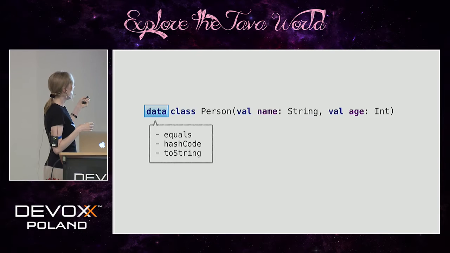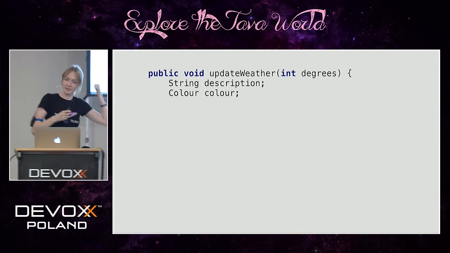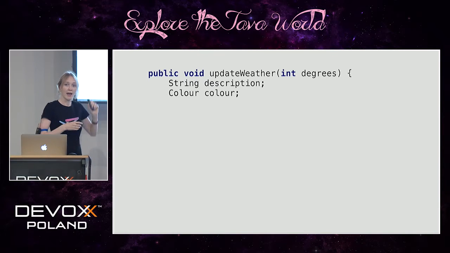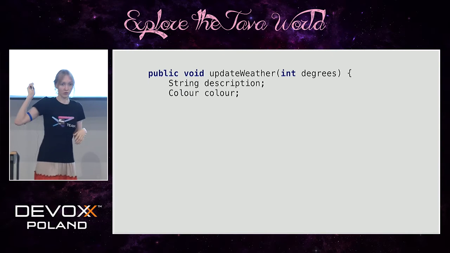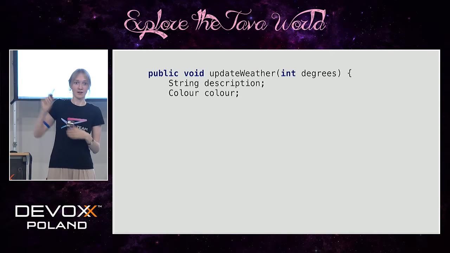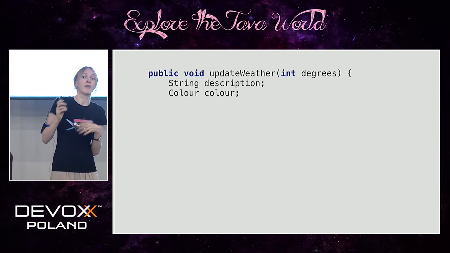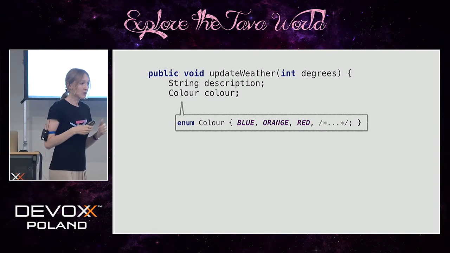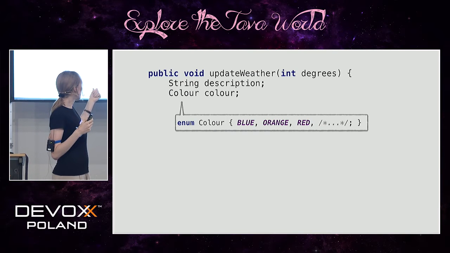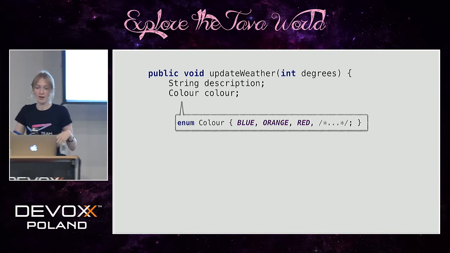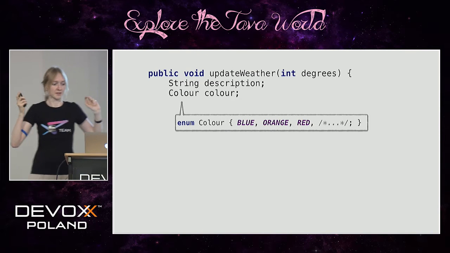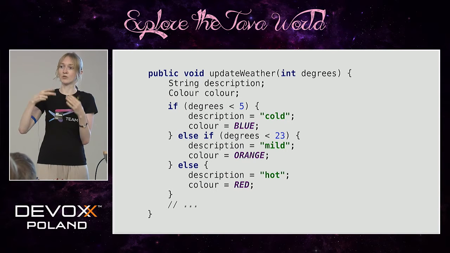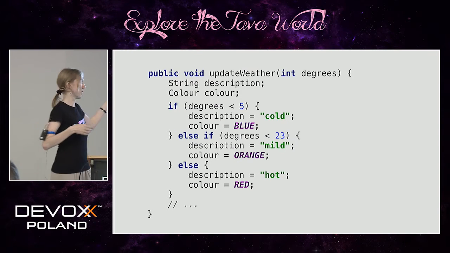Okay, one more example. This will be at first Java code, and we'll convert it to Kotlin code, and then try to simplify the Kotlin version. So we have a description and a color. A color is some enum of colors. And we want to initialize these two variables depending on the weather.